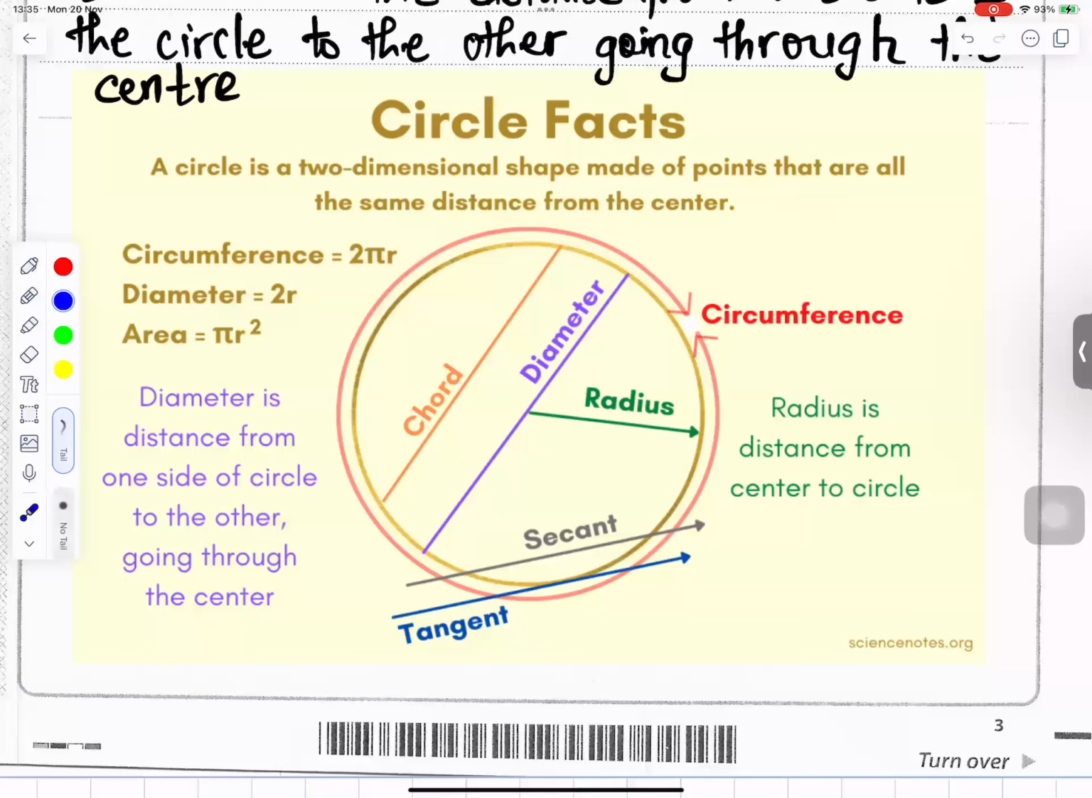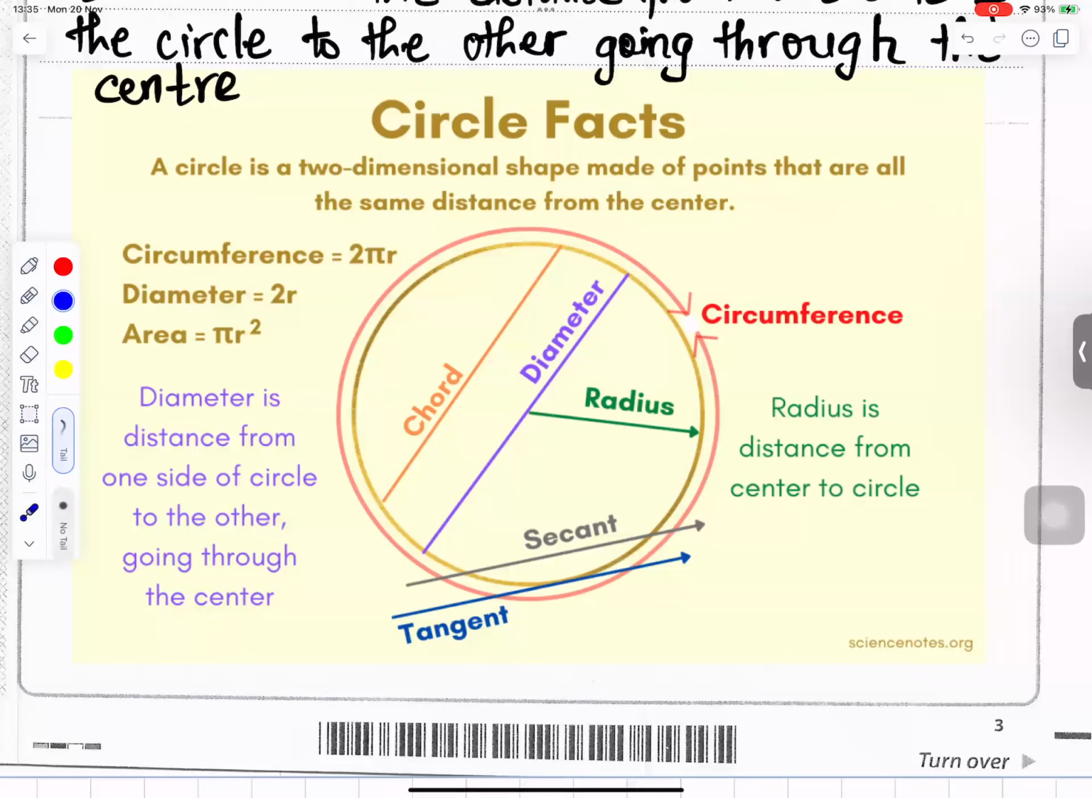Here is some information about circles that can come in exams. When it passes through the center and goes from one end of the circumference to the other end, it is called a diameter. A radius is from the center to the circumference. Circumference is the distance around the object. Very important: a tangent is a line that just touches the circle. A chord is a line that goes from one end of the circle to another, but doesn't pass through the center.